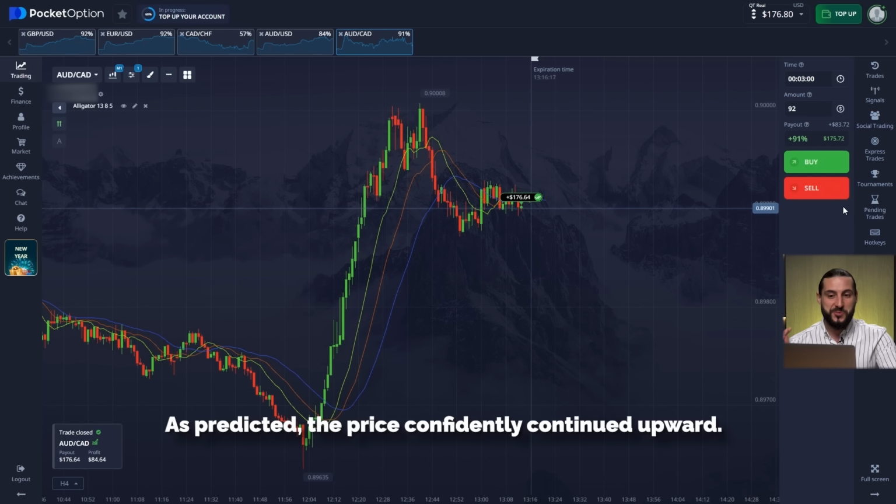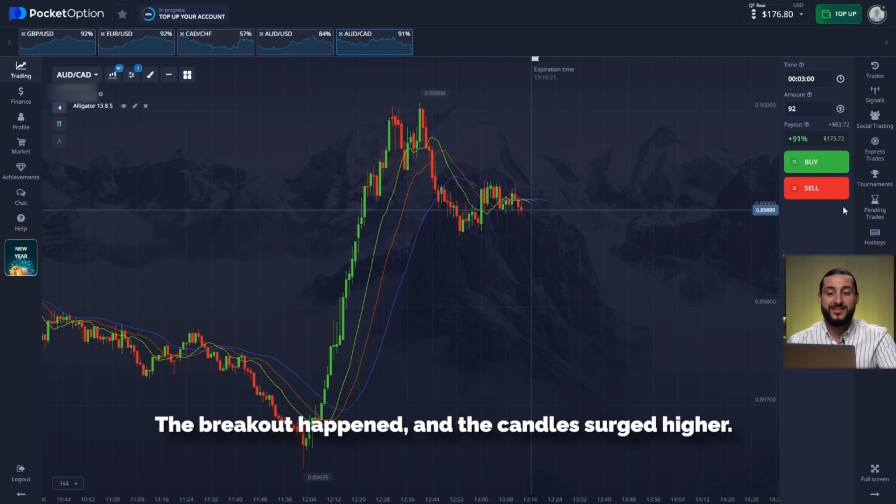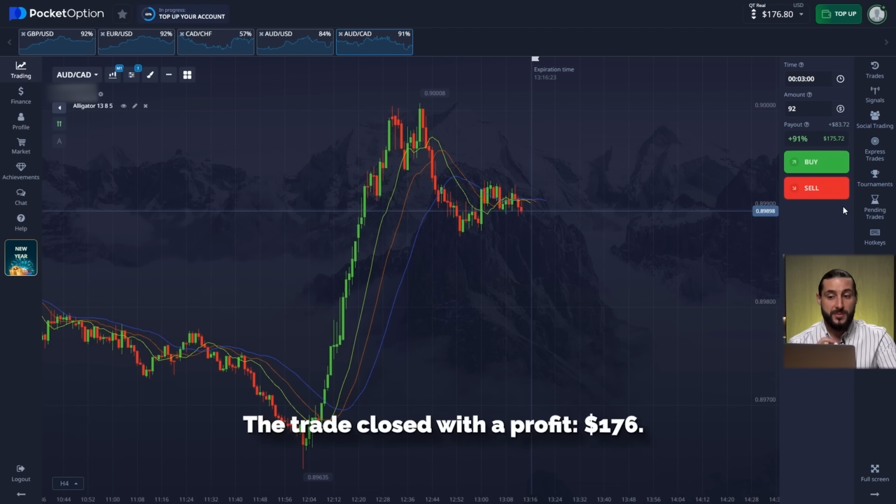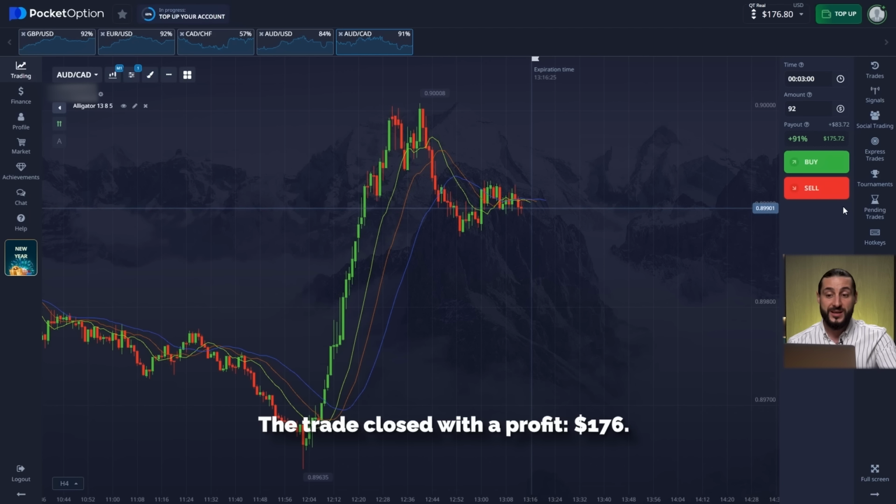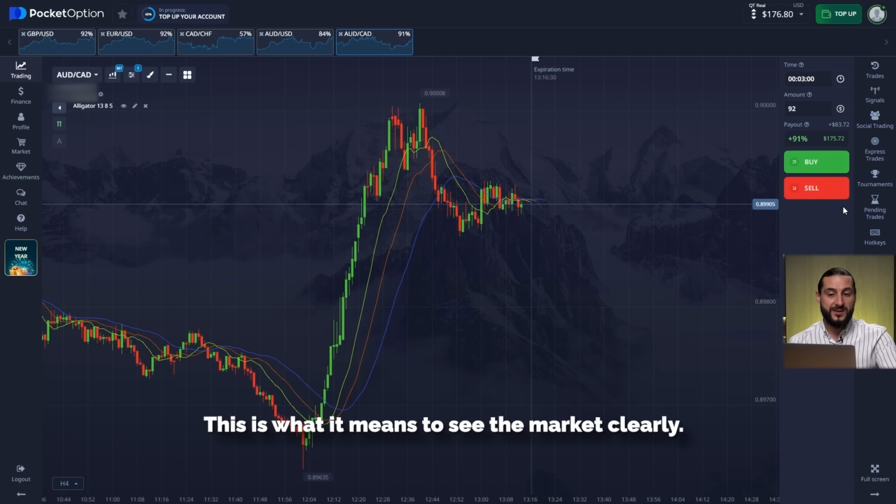As predicted, the price confidently continued upward. The breakout happened and the candles surged higher. The trade closed with a profit of $176. This is what it means to see the market clearly.